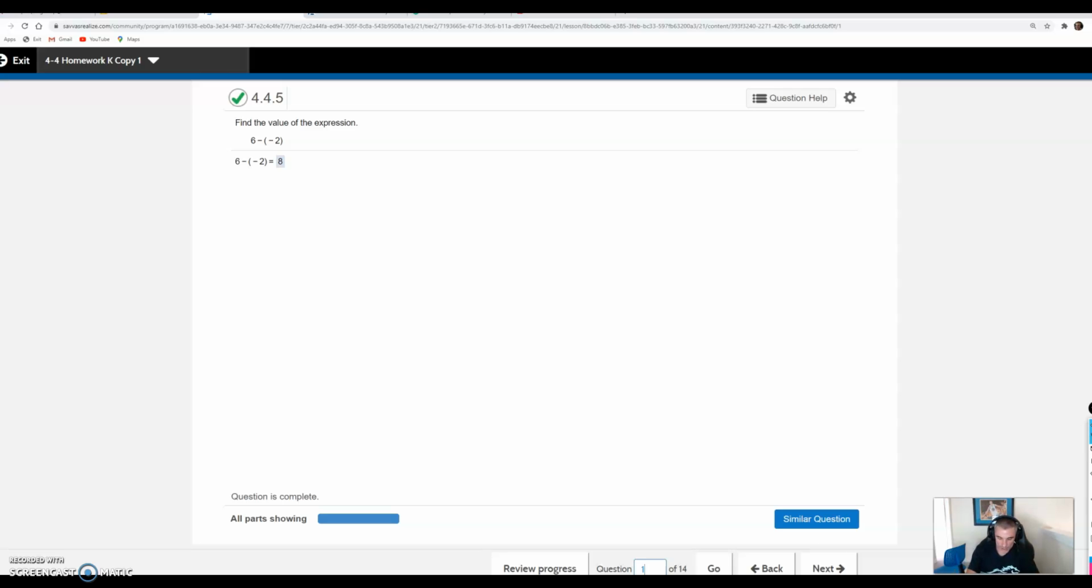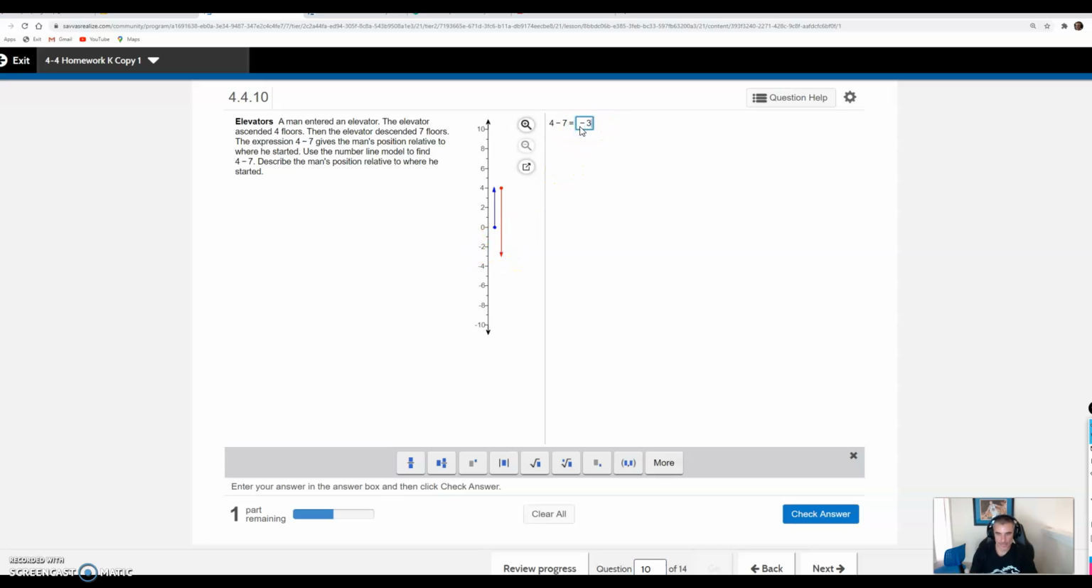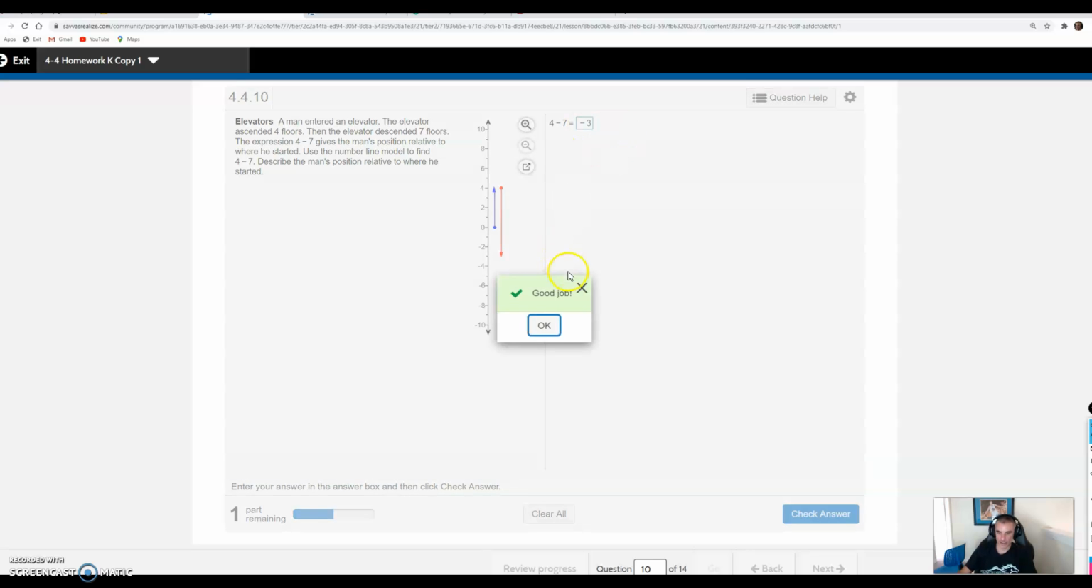All right, last problem I'm going to go over is number 10. Actually, I'm not going to do number 10. We're just doing 4 minus 7, and the number line is arranged vertically. So I go 4 units this way, then I turn around, and I end up right here at negative 3. Got it.